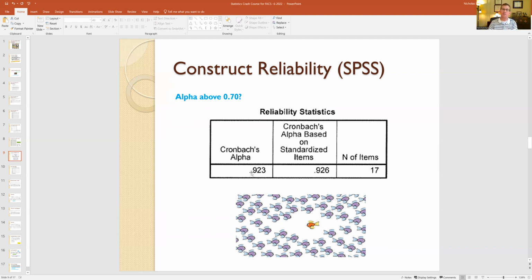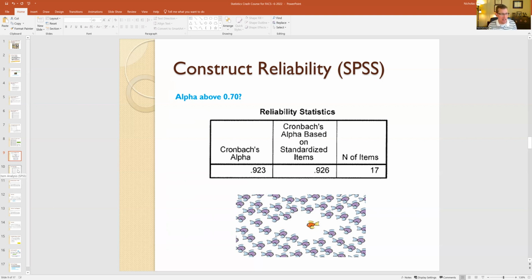In fact, as Dr. Brown will share, we used some existing scales that had been tested before, some existing questionnaires, revamped them a little bit for what we did in Georgia, which is a best practice. So take a look. 92.3% of the time, people responded consistently. That's great. That's above the 0.7 for sure. That means we can move forward. We don't have too many rogue fish in our little school there. They're all going in the same direction.